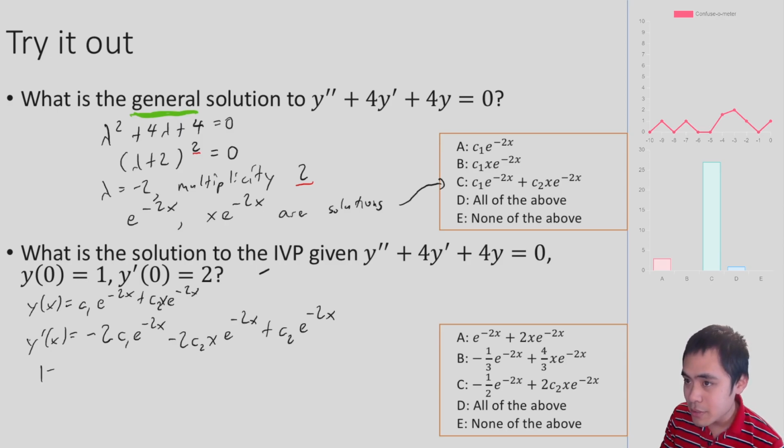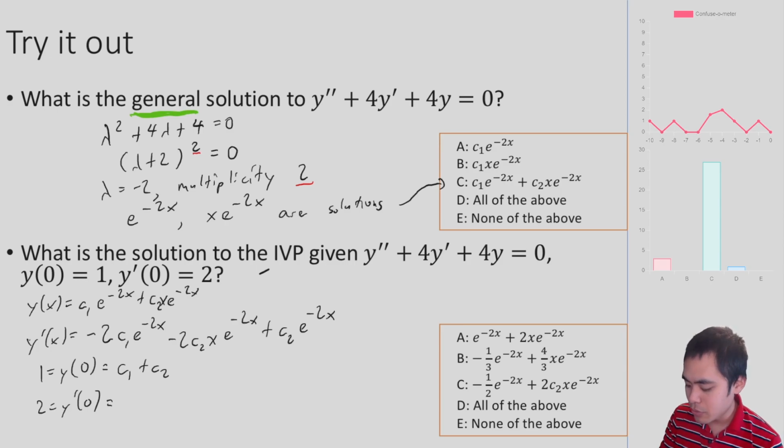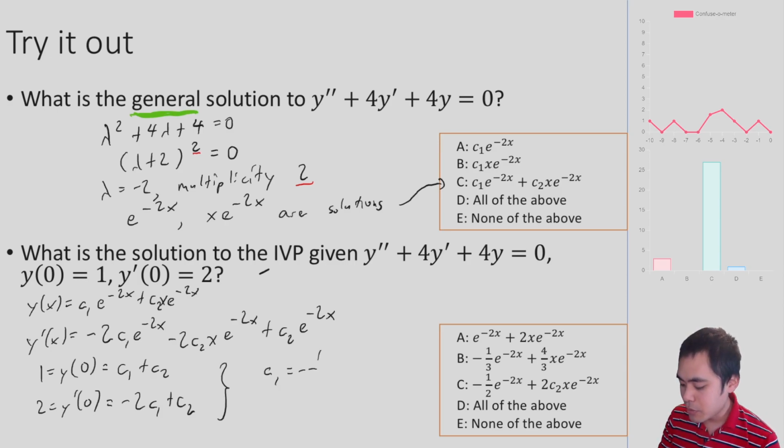So we have 1 = y(0). When you plug in 0 into y(x), you get c1. And 2 = y'(0), which is equal to -2c1 + c2 when you plug that in. Together, this implies that c1 is equal to 1 and c2 is equal to 4. And so therefore, you have y(x) = e^(-2x) + 4x e^(-2x).